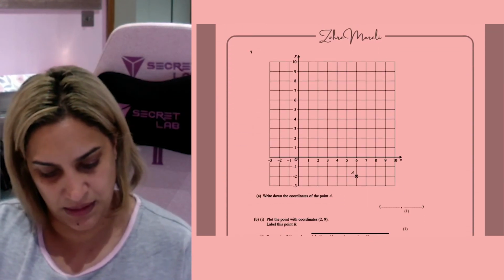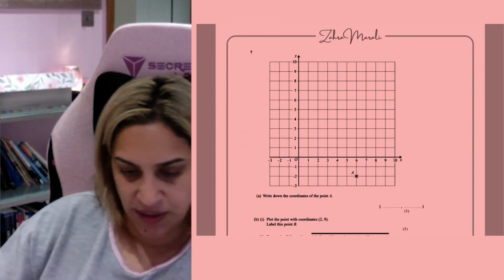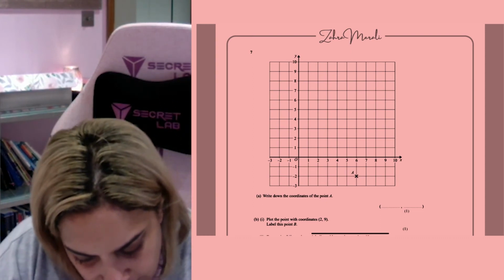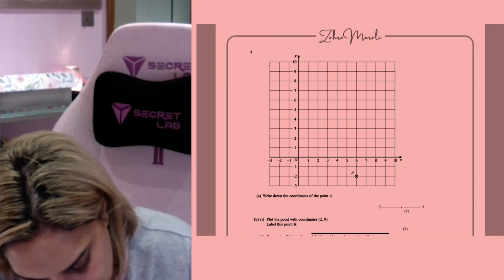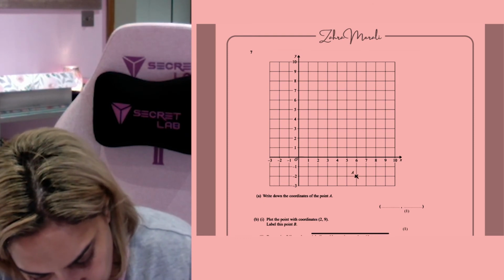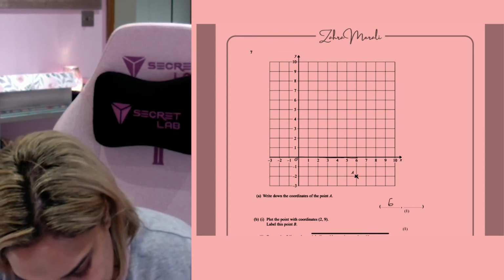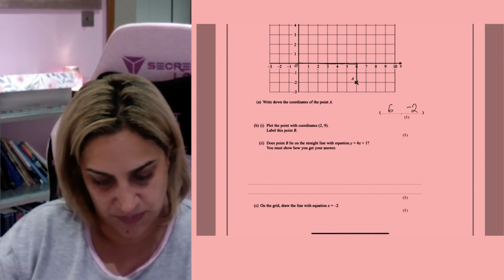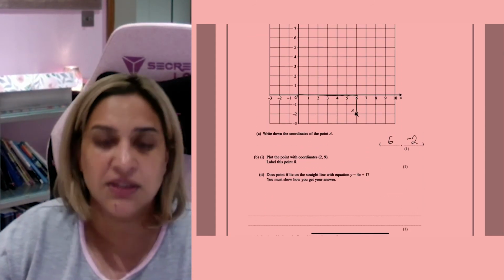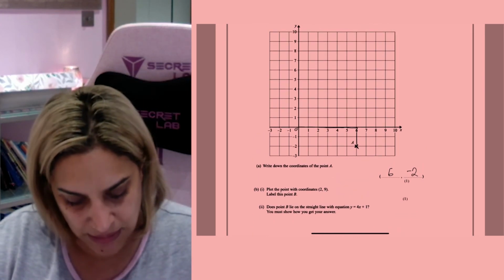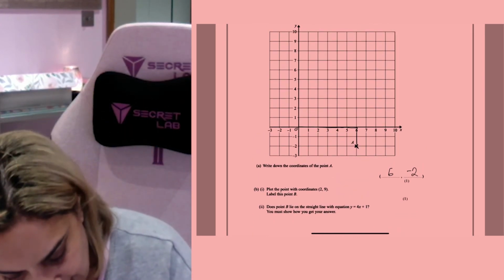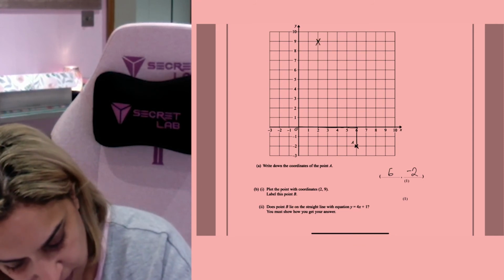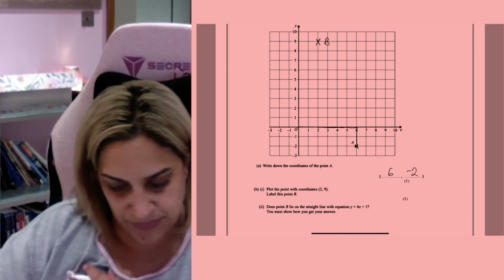Let's see. We've got another one where we're going to write the coordinates. So we want to write the coordinates of A. Our A is here. We're starting at 0. We're going along 6. So our x is 6. And we're going down 2. So y is -2. And then it says plot the coordinates 2, 9. Okay. So x is 2. So 2 along and 9 up. And we're going to label that B.